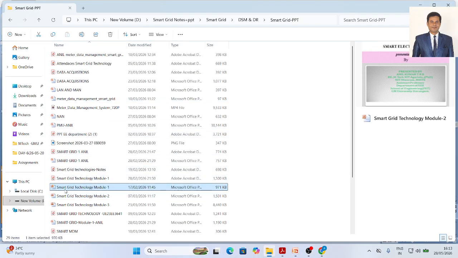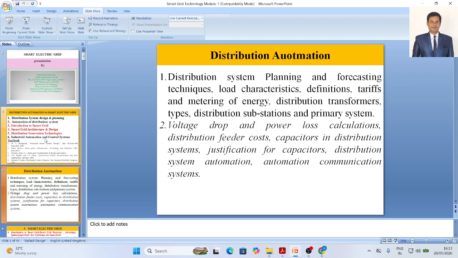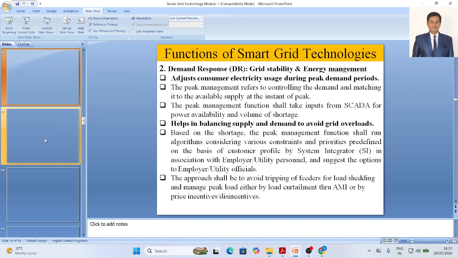Uday, is it visible? Slides are visible? Ah, sir, yes. Okay, I was discussing the peak shaving, isn't it?